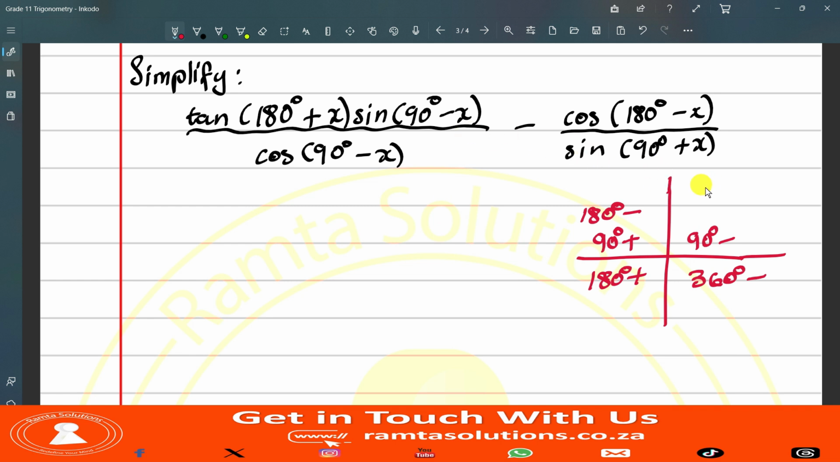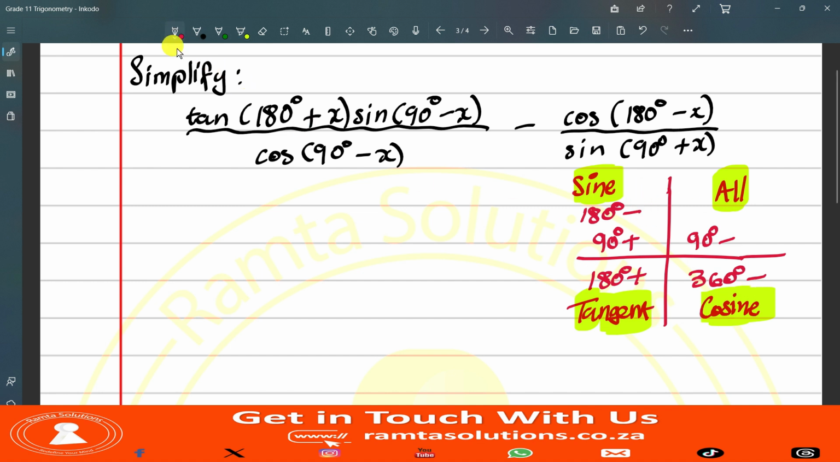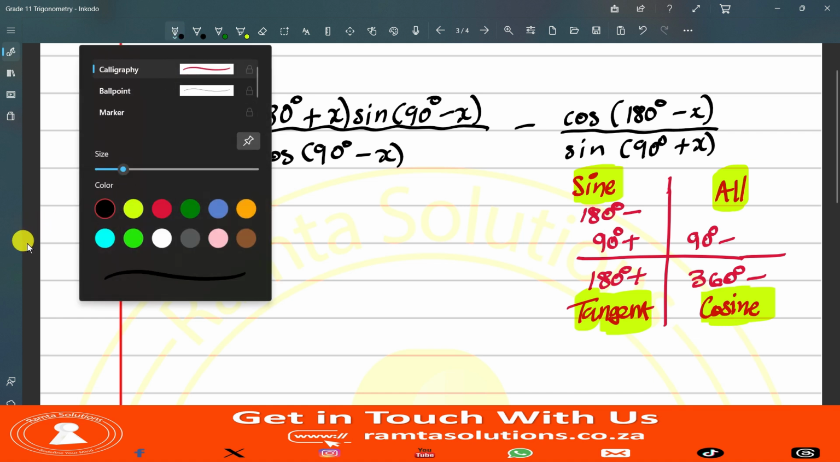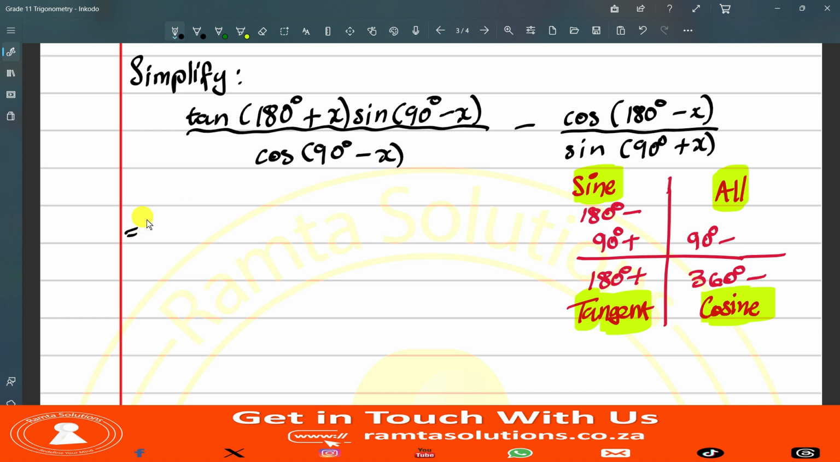So we all know that in the first quadrant, all ratios are positive. In the second quadrant, only sine is positive. In the third quadrant, only tangent is positive. In the fourth quadrant, only cosine is positive. Hence, it is not surprising that we call this the CAST diagram, taking the first letters of all these things that I just wrote. Perfect. Now let's proceed. So we are saying, let's see, tan(180° + x).